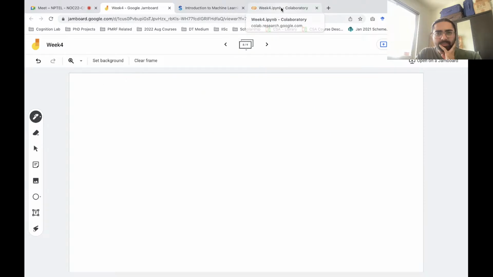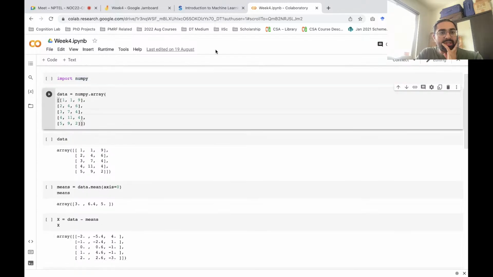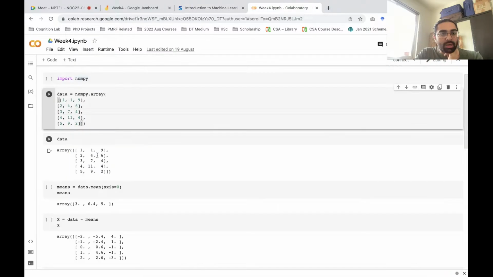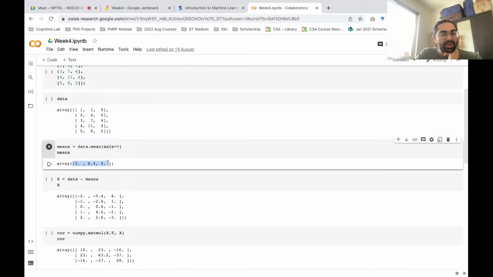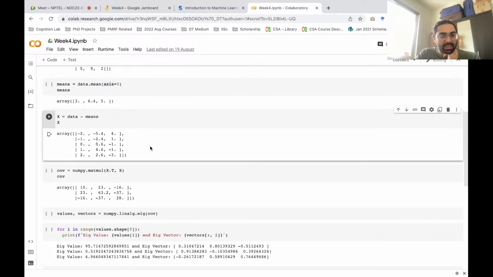So for example, if you want to solve this using numpy, you have your numpy here, and this is the data that you have. You have 5 samples and three features for each sample, and then you take your mean. The mean is going to be a 3 cross 1 vector, and then you subtract your mean from the data. So this is your mean centered data.